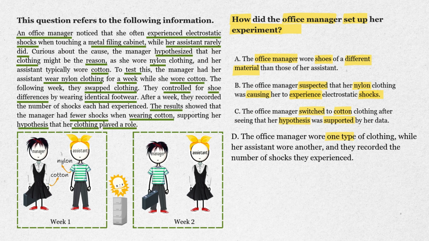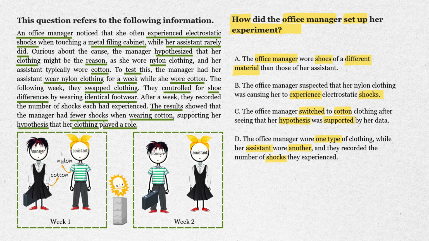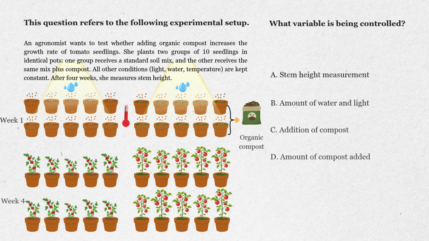D. She wore one type of clothing while her assistant wore another, and they recorded the number of shocks. That describes the setup exactly. Alternate fabrics, control shoes, measure shocks. So the correct answer is D.